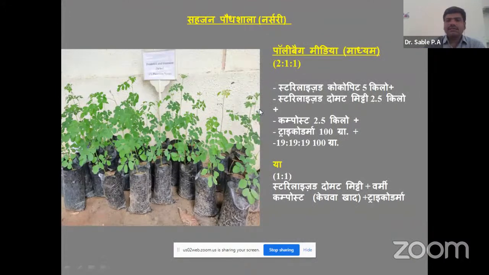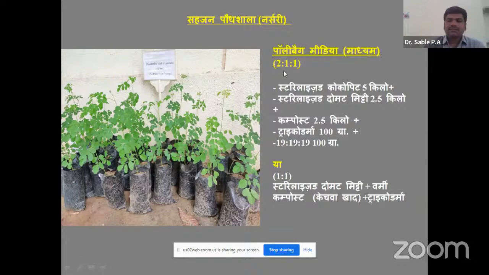Here we can see the media. A sterilized media: cocopeat 5 kg, and sterilized sandy light soil, red soil we can say, 2.5 kg, and compost or vermicompost, 2.5 kg. Likewise, here we can say 2:1:1. As per one proportion, we have to keep in mind a gram of Trichoderma and 100 gram of the NPK, that is 19-19-19, for proper nutrient management.